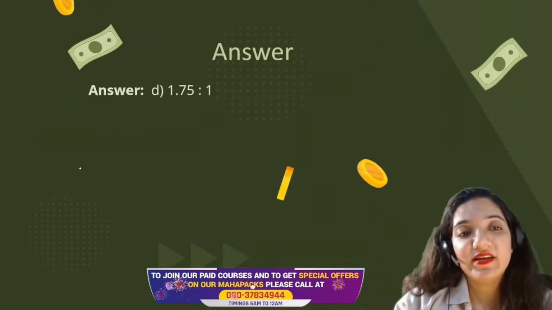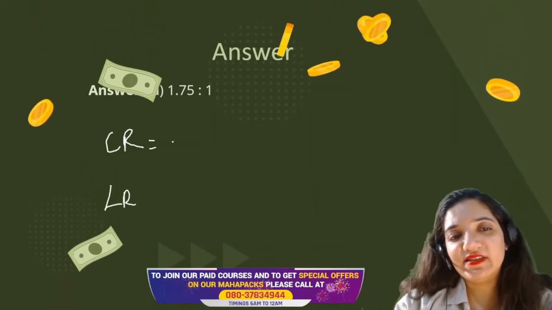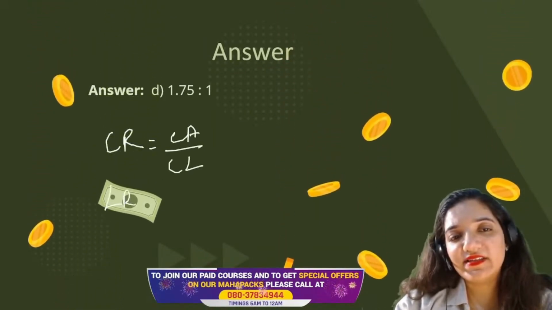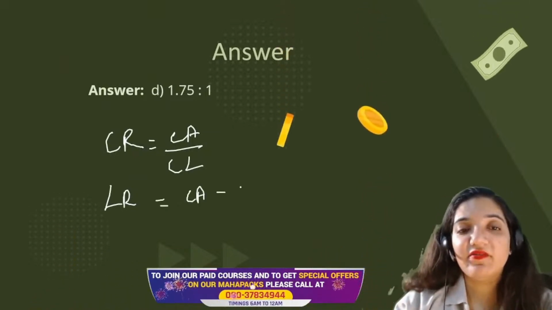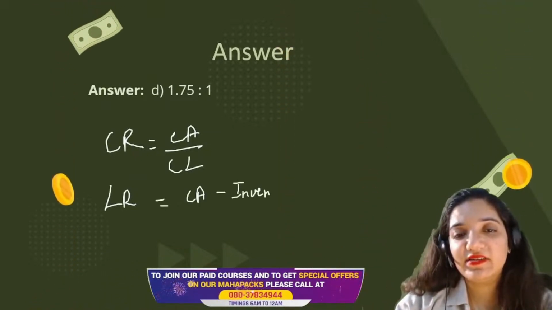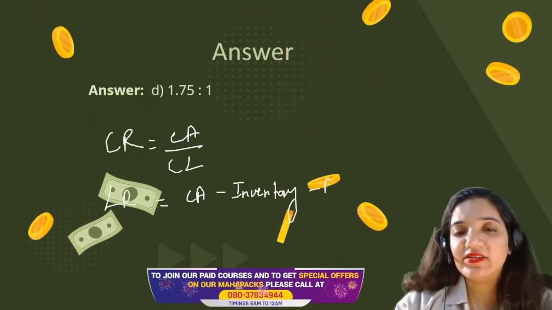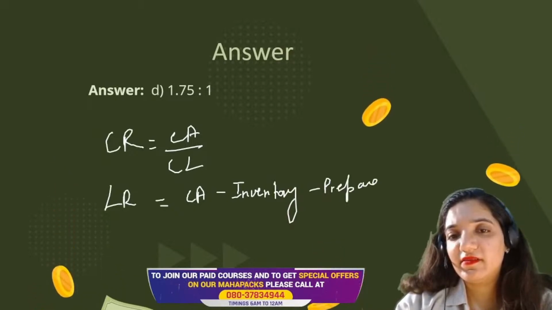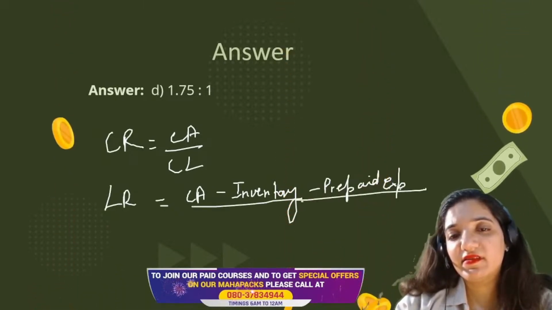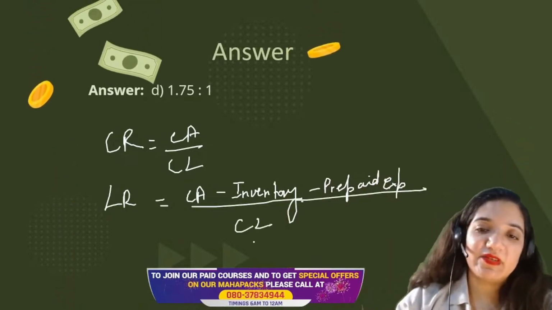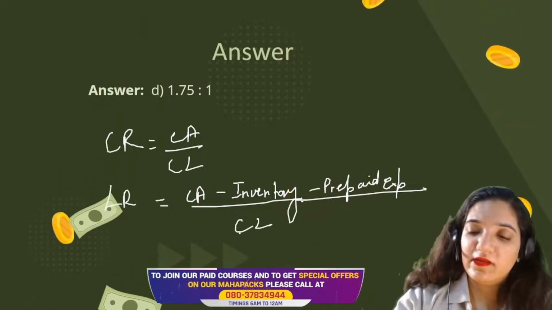The difference between current ratio and liquid ratio is that in the liquid ratio we take current assets but excluding two things. One is inventory, because inventory takes a long time to sell, and one is prepaid expenses, divided by current liabilities. Done.